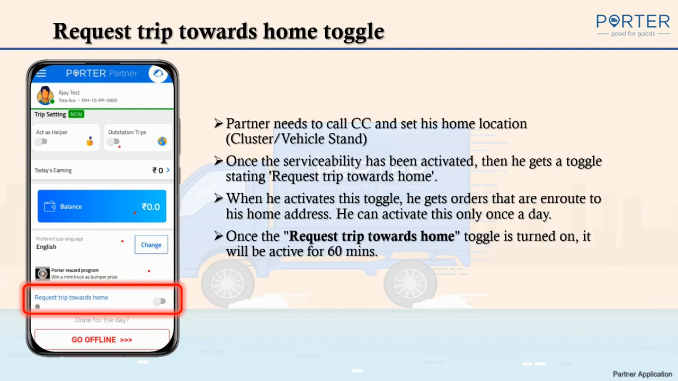Also, once the toggle is turned on, it will stay active for the next 60 minutes. In case the partner does not receive any trip towards his home location in the next 60 minutes, the toggle gets deactivated for the day since it can be used only once within the day itself.